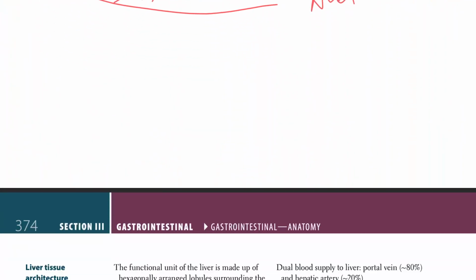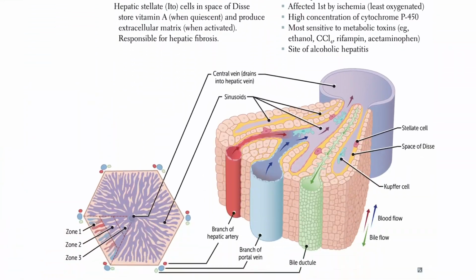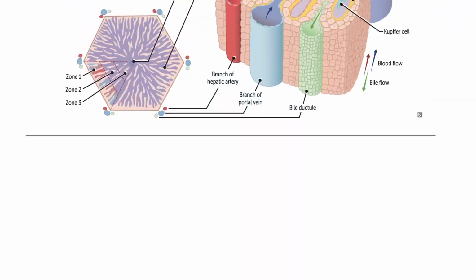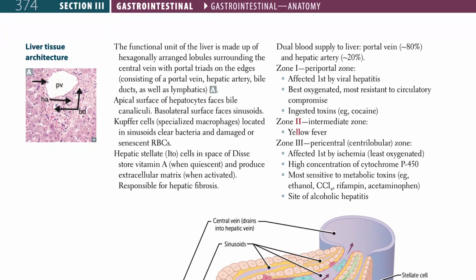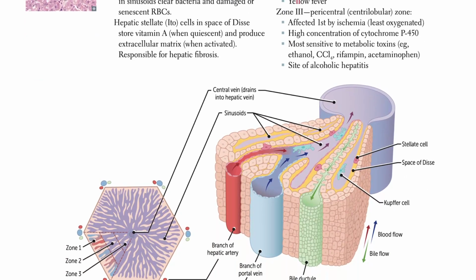Let's see what else we got. Okay, liver structure. In the liver structure, we have the functional unit of the liver, which is made up of hexagonally arranged lobules surrounded by central vein. Look at the picture here. So we have a central vein. This is the central vein.